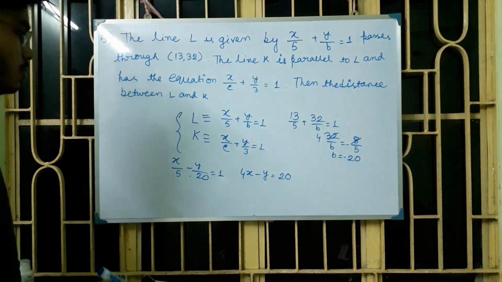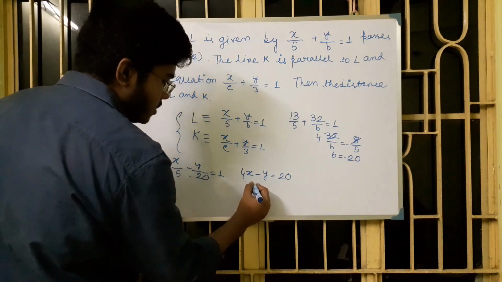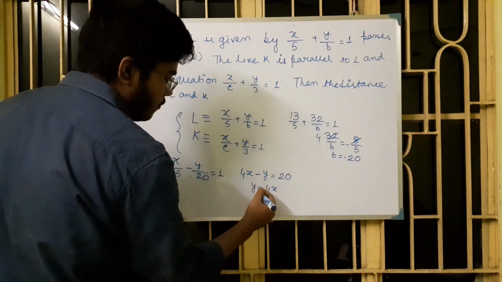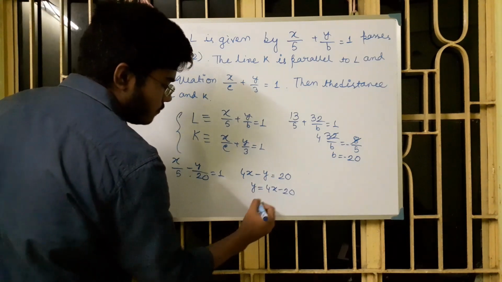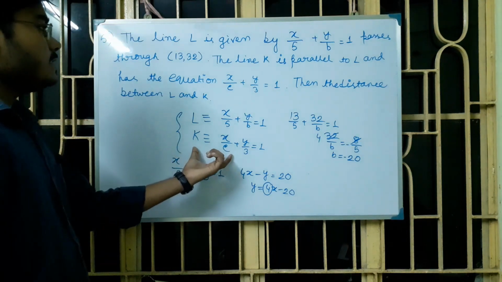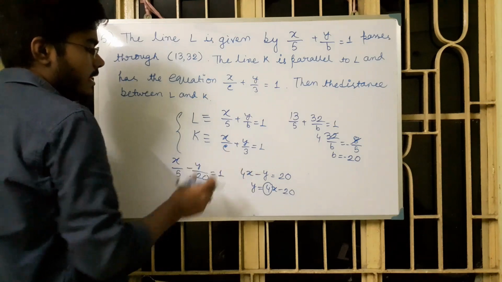Okay, so what is the slope of the straight line? Y equal to 4x minus 20. So the slope is 4, and K is parallel to L.